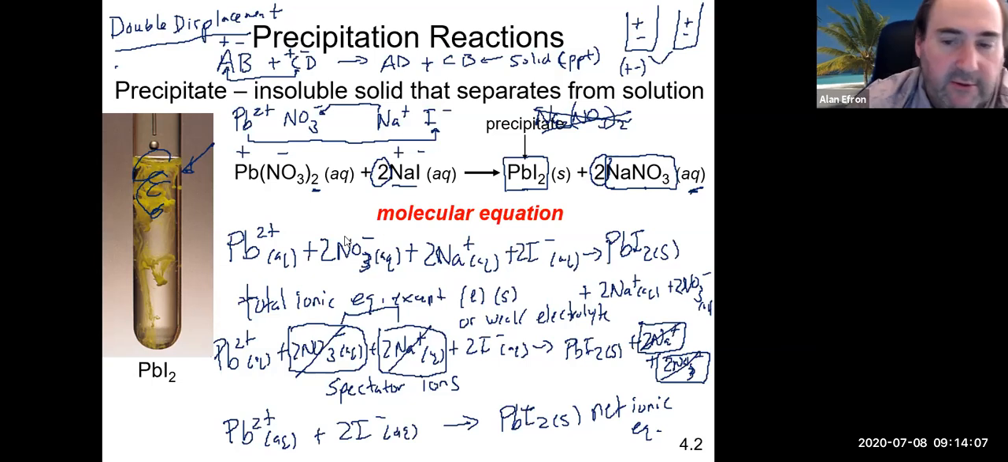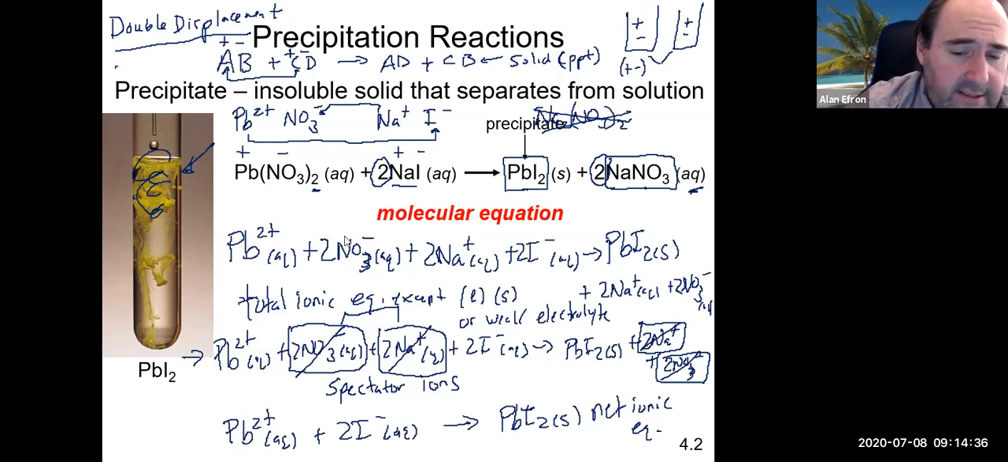So when we deal with precipitation reactions or double displacement reactions, there's kind of three types of equations that we could write. One is a molecular equation, where we pretty much write everything with their correct formulas and make sure it's balanced. The next one is our total ionic equation, which I wrote really crappily here twice. And that is the equation where we break apart anything that can be broken apart. And those are things that are basically strong electrolytes.